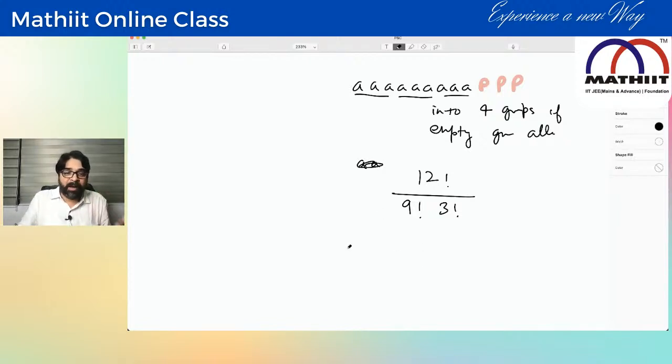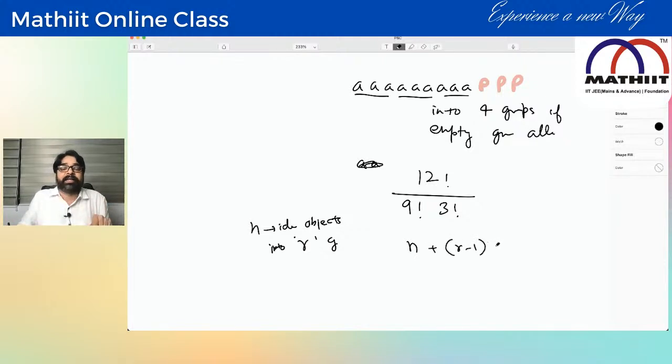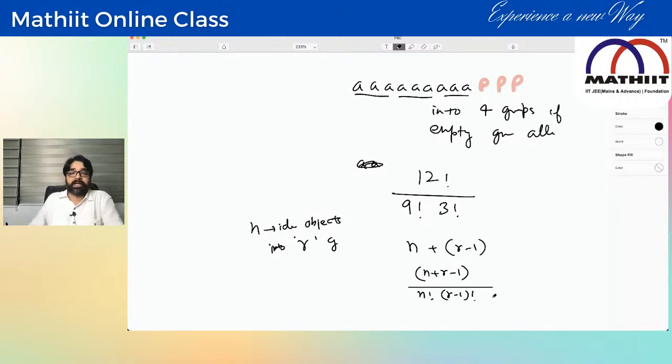Now, imagine I have n identical objects, and I want to make them into r groups. What is the meaning? It means there are n identical objects plus r minus 1 identical partitions. So the total number of objects is n plus r minus 1, divided by n factorial for the n identical objects and (r minus 1) factorial for the r minus 1 identical partitions. Check it. I did it correctly.